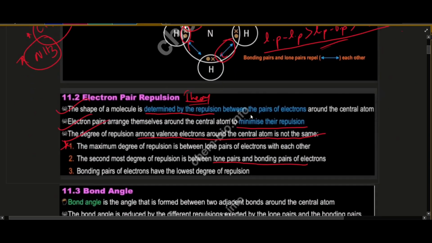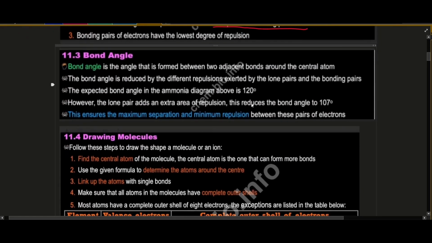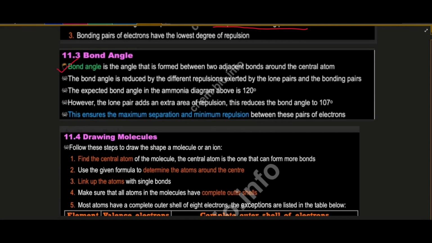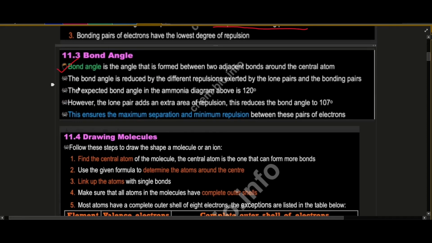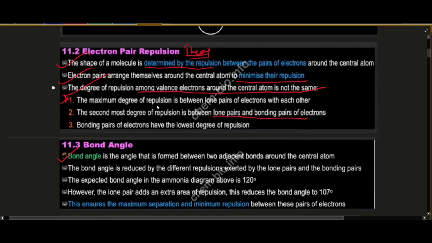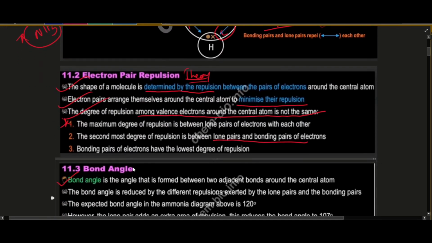Moving on now, there is a thing called bond angle. Bond angle is the angle that is formed between two adjacent bonds around the central atom. The bond angle is reduced by different repulsions exerted by the lone pairs and bonding pairs. This bond angle is basically the main reason how the shape of each molecule is determined.